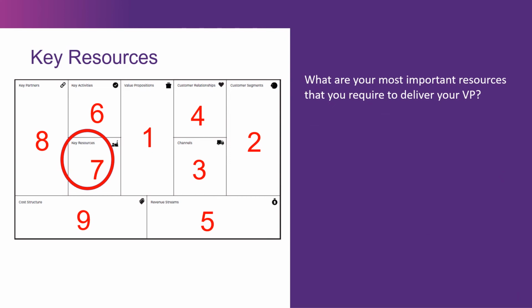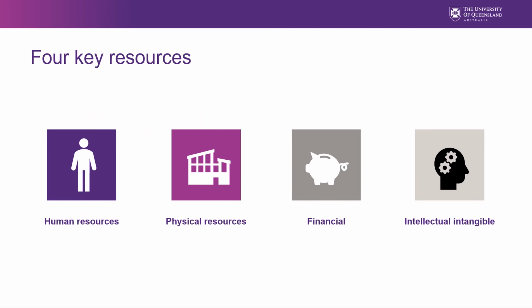The next area of the business model canvas is key resources. These are the most important resources or assets to make your business model work. There are 4 categories of key resources. Human resources or human force is one of the key resources of a business model, and this has various meanings and structures in different businesses.